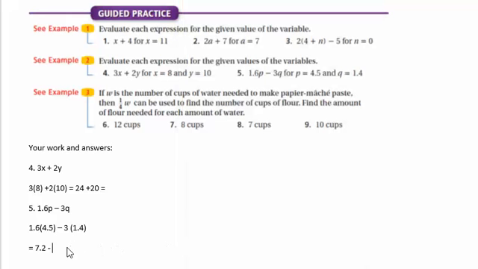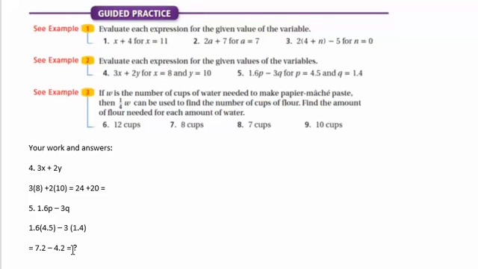And that's 7.2. So I did the multiplication with my calculator for the 1.6 times 4.5 and the 3 times 1.4, and then I have to remember that I'm subtracting the answer from 1.6 times 4.5, so that was 7.2, and then I subtract the other answer. And then again, you can finish that up.